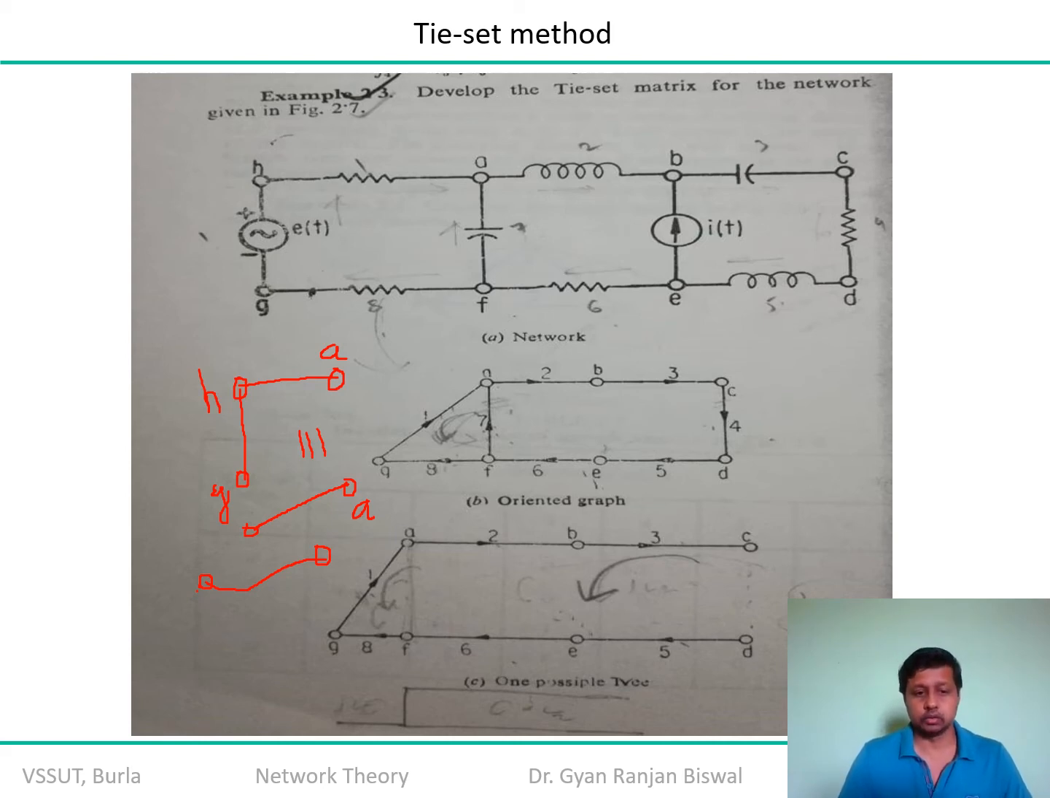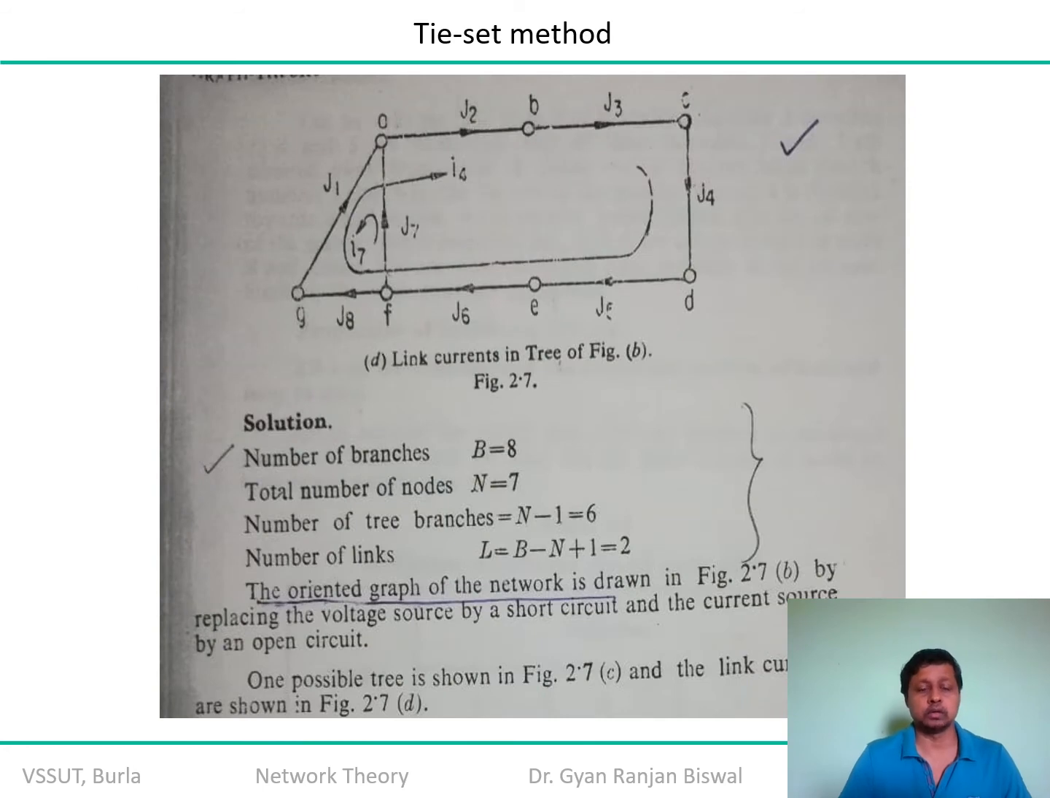Okay, so from here, you can notice that for that particular given graph, the two link currents, that is the mesh currents, are what we consider in any KVL approach. So the summary is as follows: the total number of branches is 8, and the total number of nodes is 7.